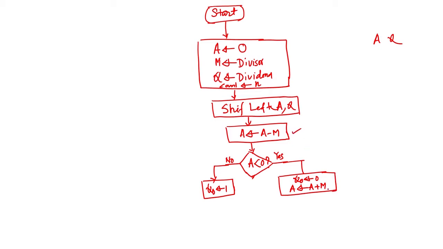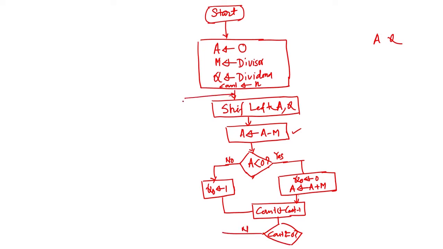So, that operation we are restoring by plus M. Okay. So, now one step is done, so count will be decreased by count minus 1. Now, you will check whether count is 0 or not. If it is no, then again we have to continue this step. If it is yes, count is 0, then we have to end it.